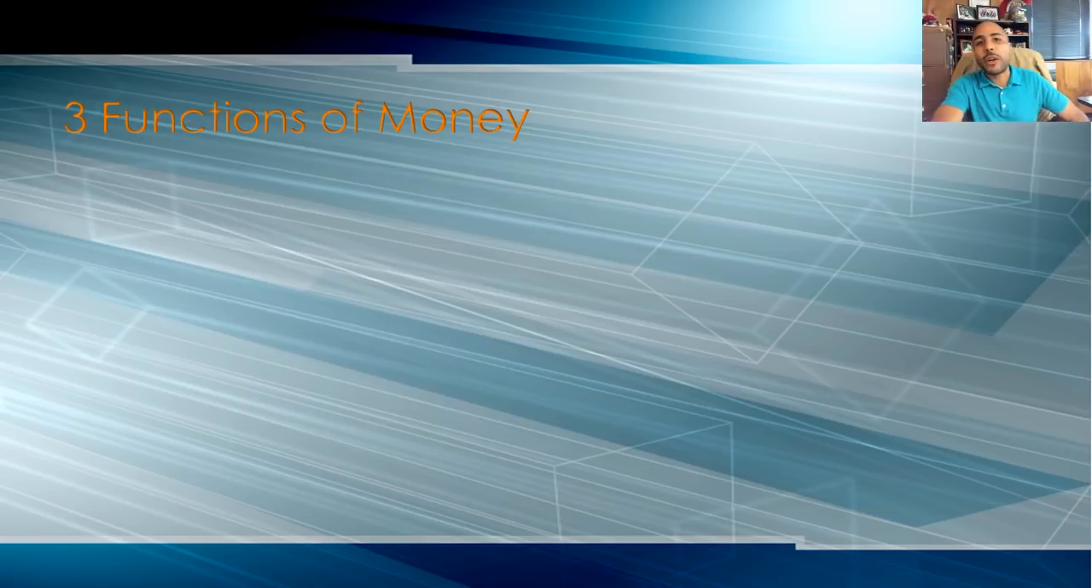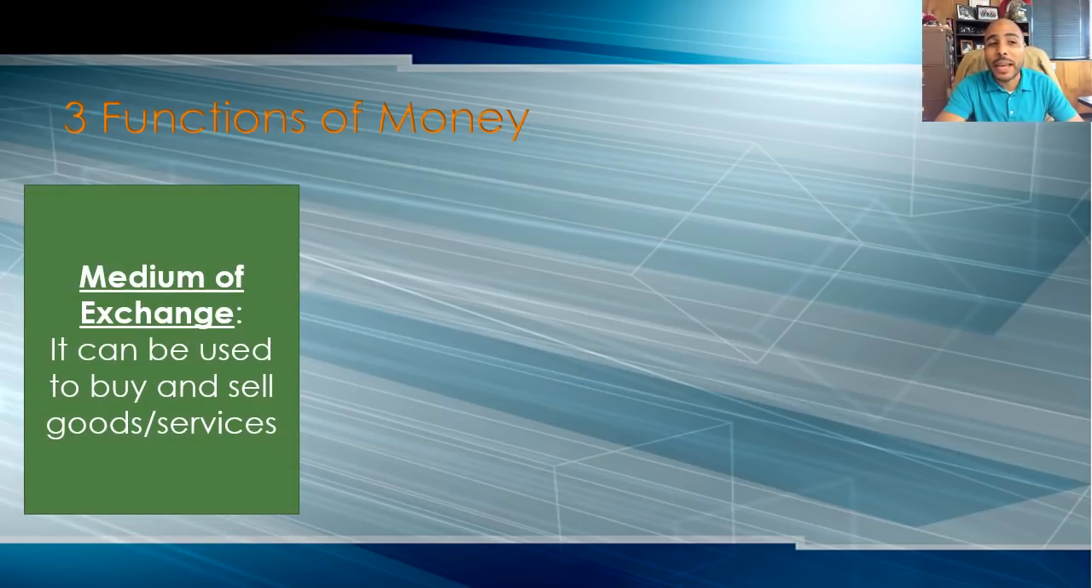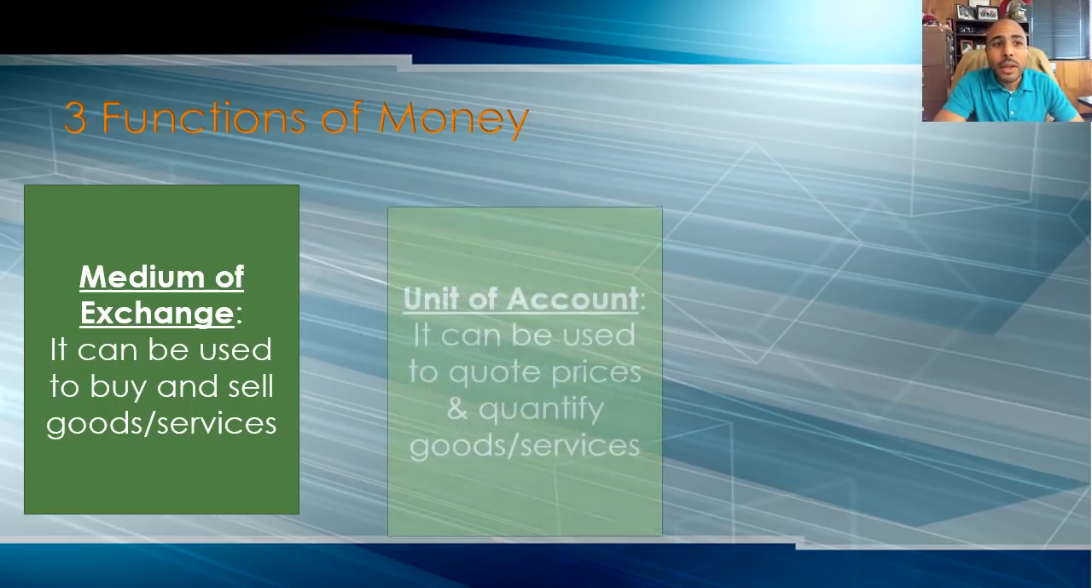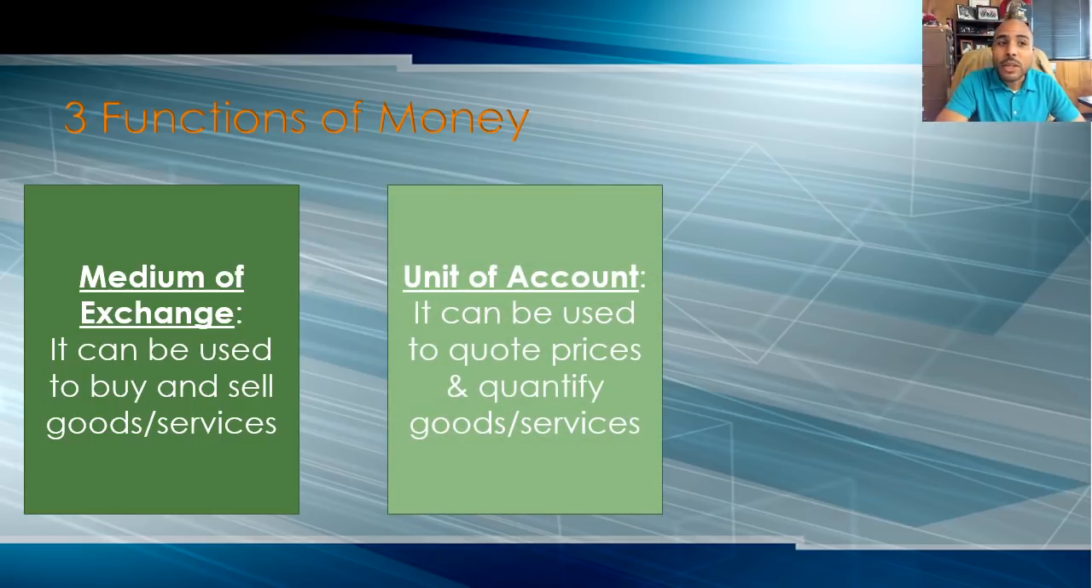All right, three functions of money, pretty simple stuff here. First of all, money needs to serve as a medium of exchange. So in other words, you need to be able to buy goods and services with it. Number two, it needs to be a unit of account. So we need to use it to quote prices and to quantify goods and services. Like you could say, I bought $10 million worth of grain from Russia or something like that.